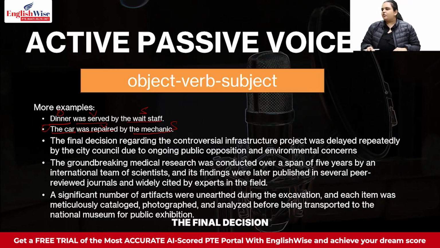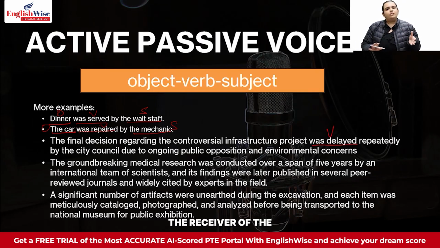The final decision regarding the controversial infrastructure project was delayed repeatedly by the City Council due to ongoing public opposition and environmental concerns. Now, in such long sentences, students a lot of time get confused about what is active, passive voice, or what is the subject, verb, and object. But you have to stick to the three definitions I told you. Verb is always the action. So, the action is delaying something. So, was delayed is the verb.